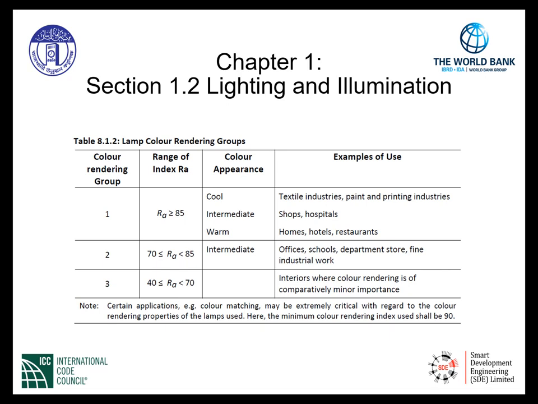Table 8.1.2, Lamp Color Rendering Groups. This table represents recommended color rendering group based on building use and color appearance. The first column is the color rendering group. This is just to group the color rendering index ranges. You may ask, what is color rendering index range? And what does it really mean or measure?